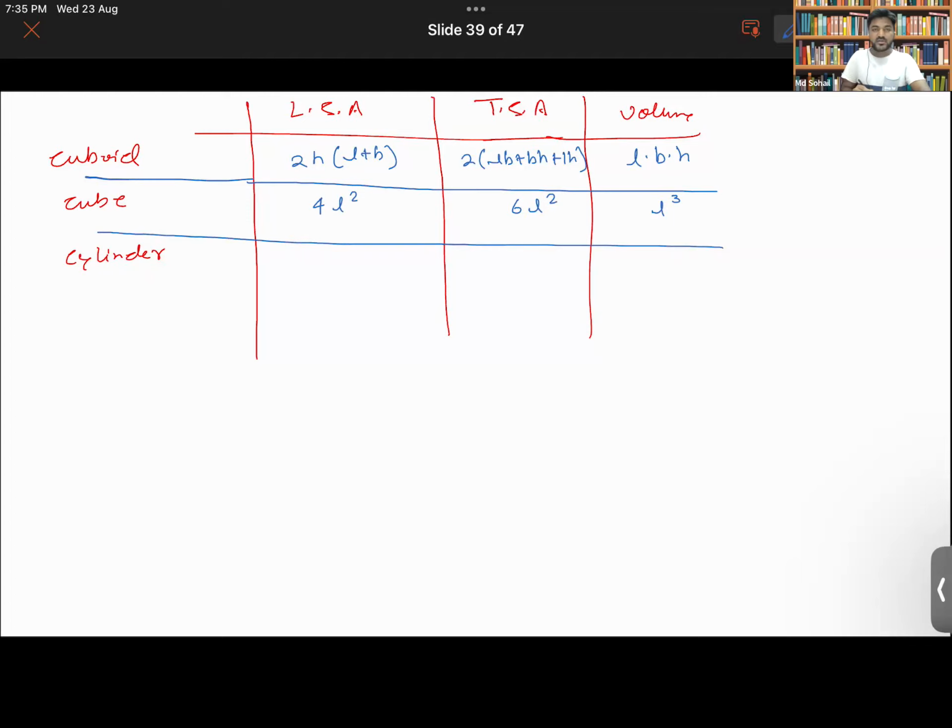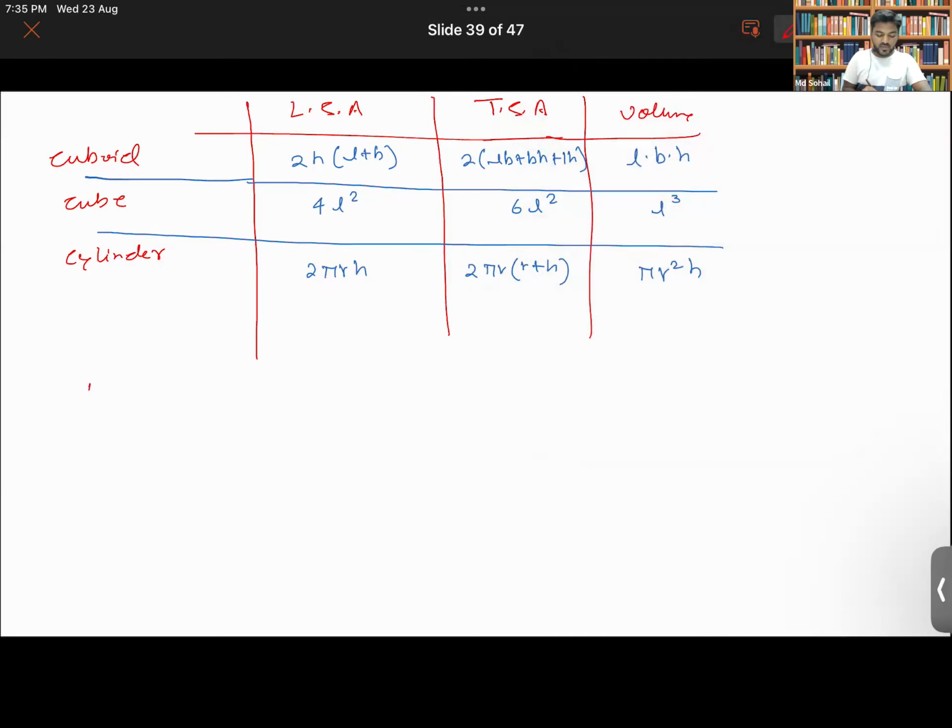Then talking about cylinder. Lateral surface area is 2 pi RH. Good. Then total surface area, 2 pi R plus H. Good. What about the volume? Pi R square H. Very good. Okay. Anything else left?